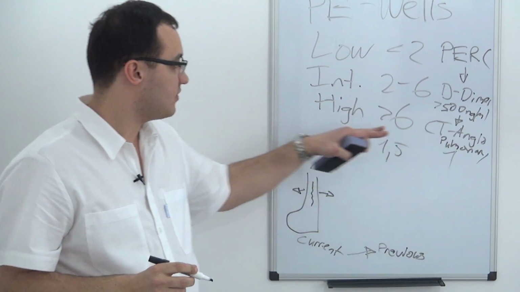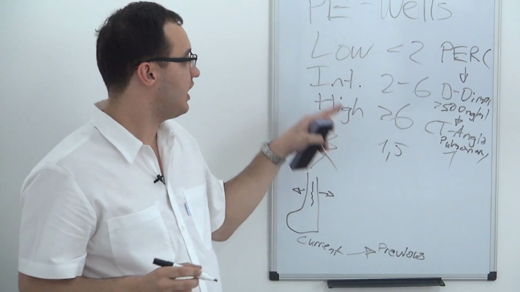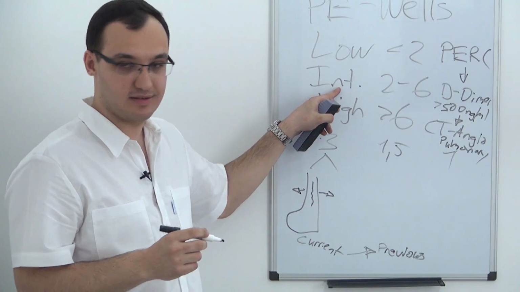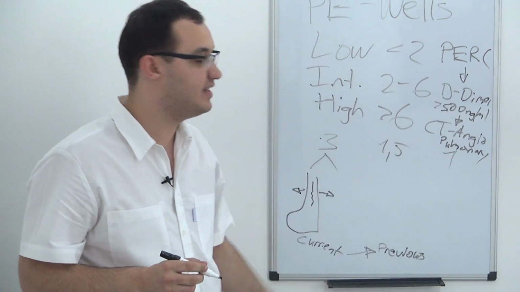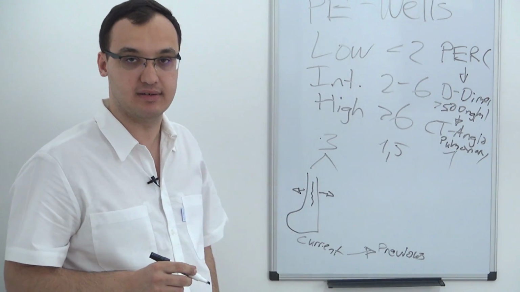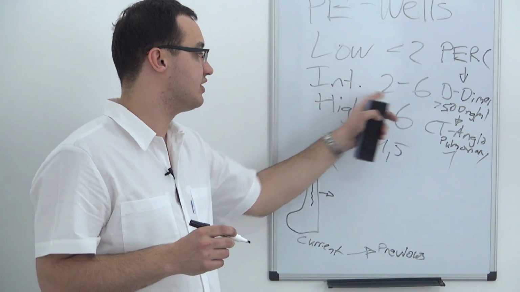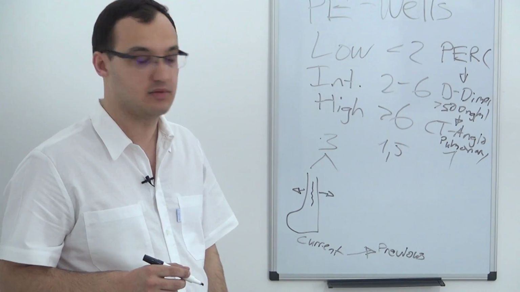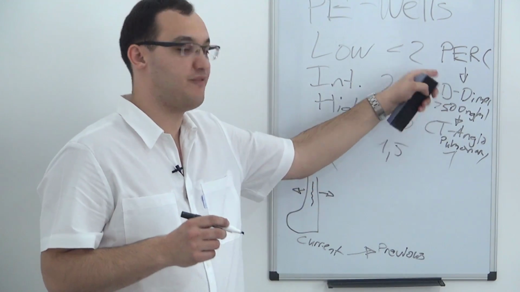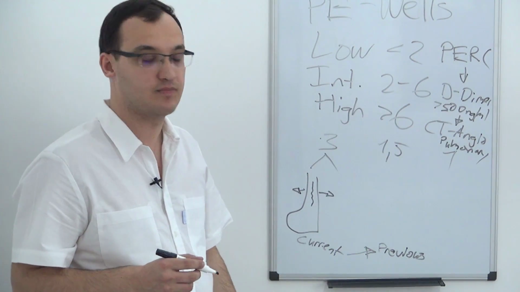And it's very convenient because if he has intermediate score, then I do a D-dimer directly. I don't care about PERC then. PERC, I only do PERC when I have low score. If I have an intermediate score, then I do the D-dimer directly. And the same goes here. If it's more than 500, then I do the CT angio.